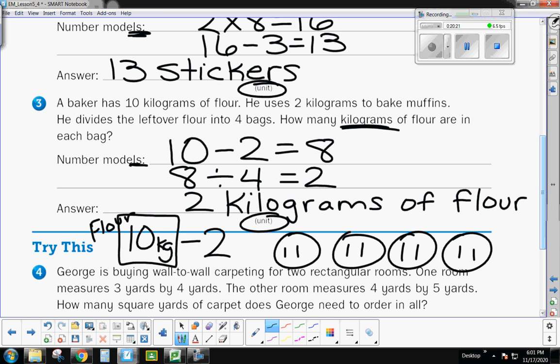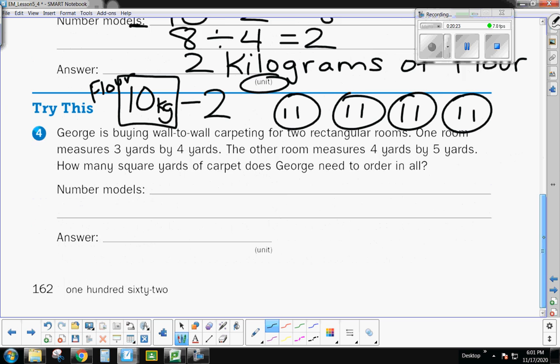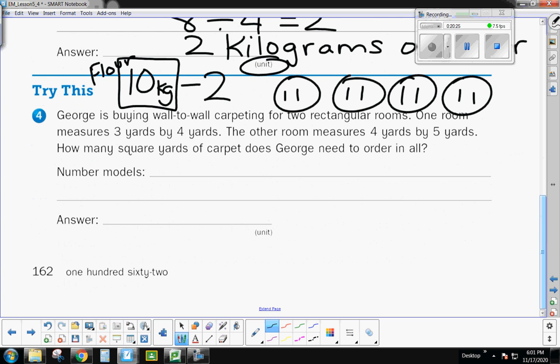All right, and then if you did the try this, I know some of you like to skip out on that. It says George is buying wall-to-wall carpeting for 2 rectangular rooms. One room measures 3 yards by 4 yards. The other room measures 4 yards by 5 yards. How many square yards of carpet does George need to order in all? So he's buying wall-to-wall carpeting, so I know I'm finding the area, right? If I want to cover an area with carpeting.